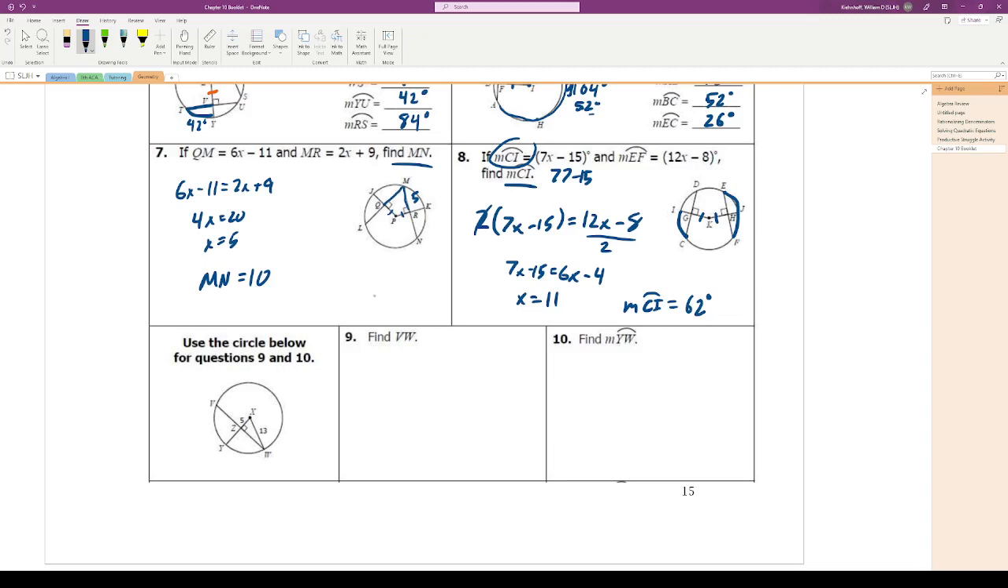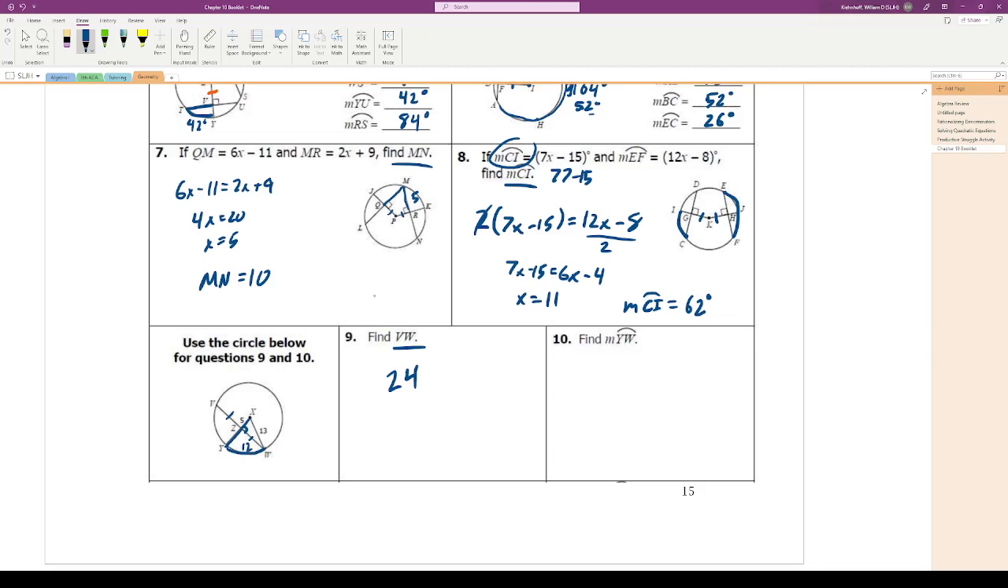Okay, so we're answering find VW. So VW is this total chord length. We know that this is bisecting the chord because it's perpendicular to it. So that's the important property here, is we know these two are equal. The next important thing is this is a right triangle, and it's a Pythagorean triple, 5, 12, 13. So VW is 12 times 2, or 24. And then it says find measure of arc YW. So YW is this arc right here.